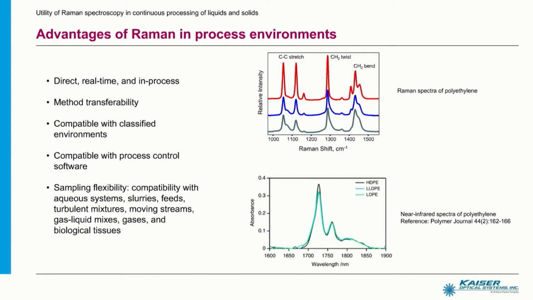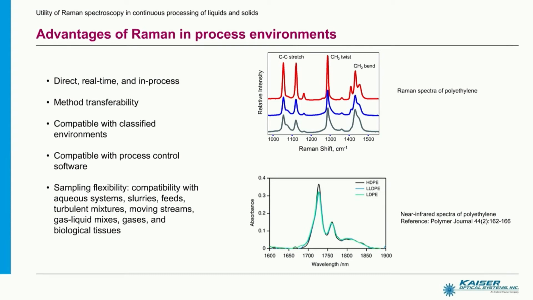Raman spectroscopy is also compatible with classified environments in an ATEX or North America certified configuration, and it's also compatible with process control software. The sampling flexibility enables analysis pretty much anywhere, from slurries and feeds, turbulent mixtures, gases, biological tissues, and aqueous systems and solids.